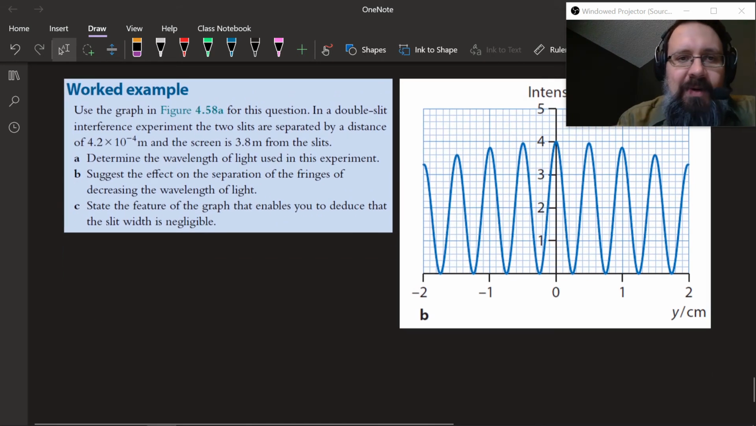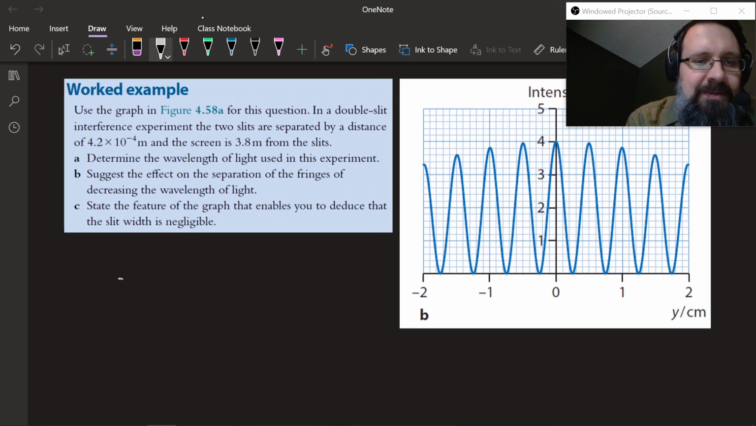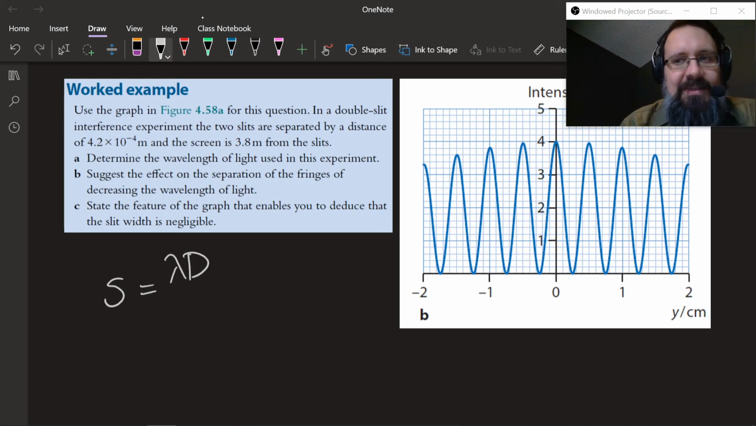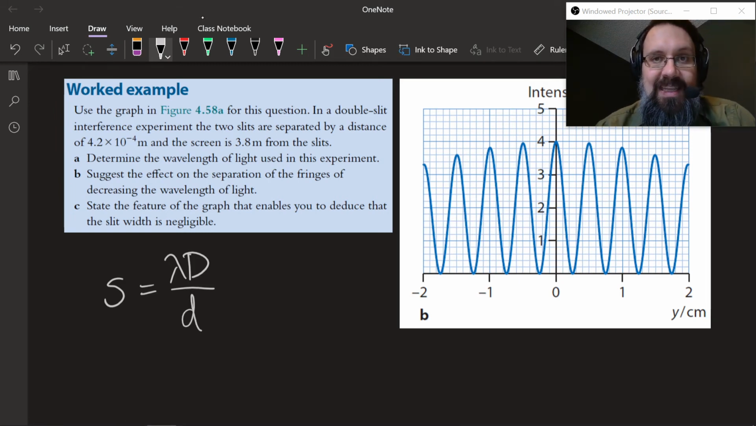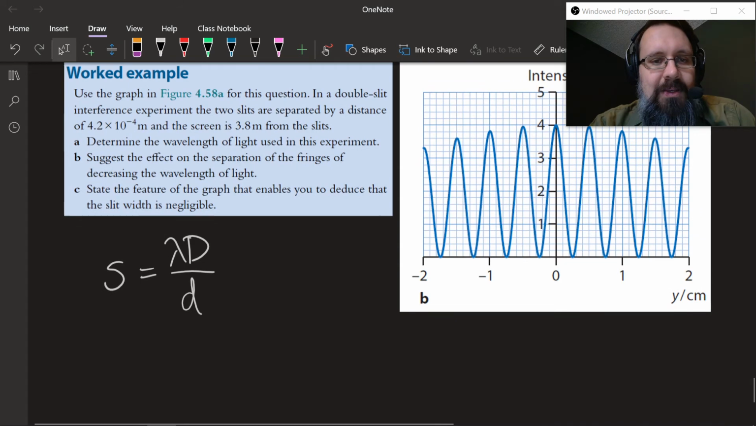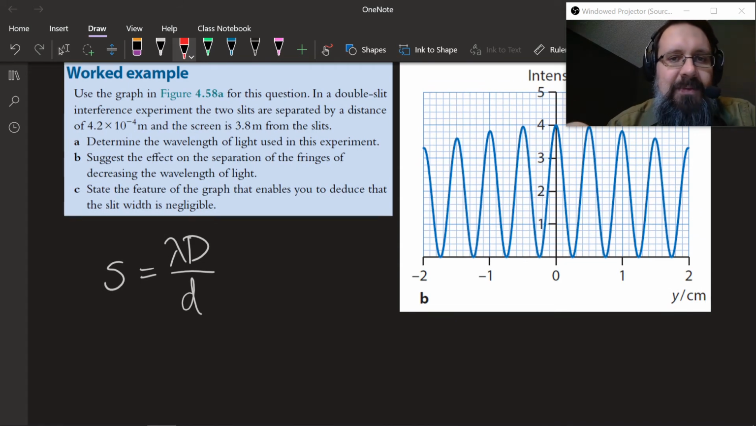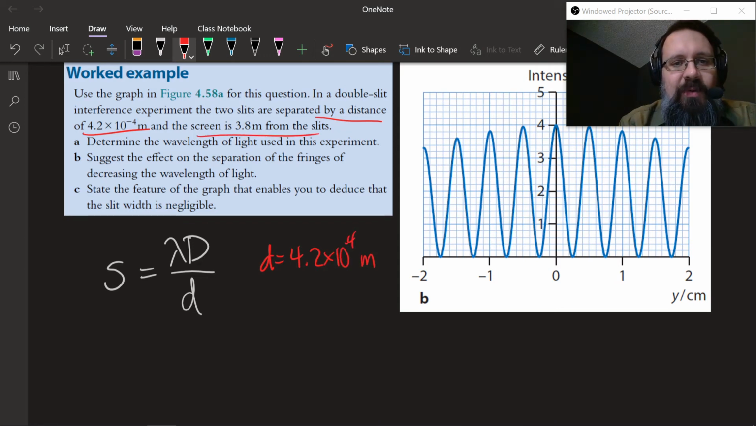So the equation is quite simple. It's just the fringe spacing, S, is equal to lambda, the wavelength of light, times the distance to the screen, divided by the distance between the slits, the slit distance. So what do we know so far from what's given to us? It says two slits separated by a distance of 4.2. So that's what little d is. So we know that little d is 4.2 times 10 to the negative 4. It says that the screen is 3.8 meters away. So that's big D.